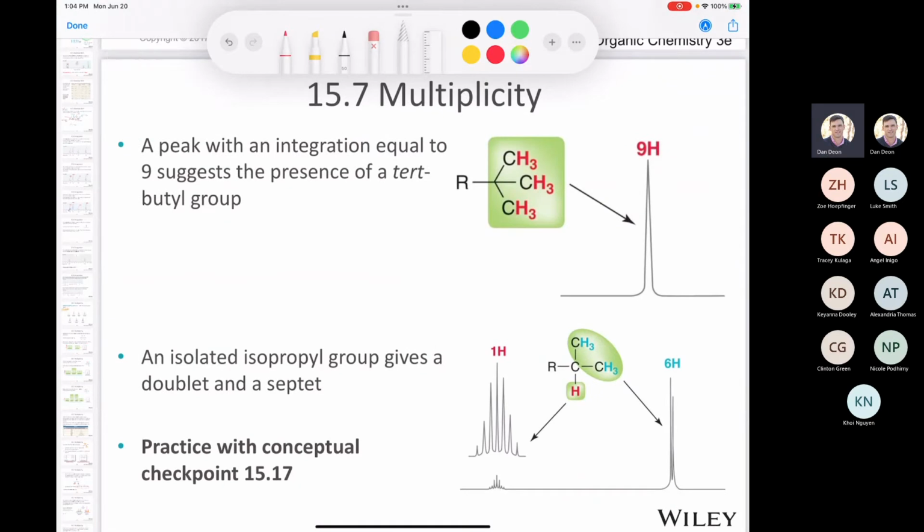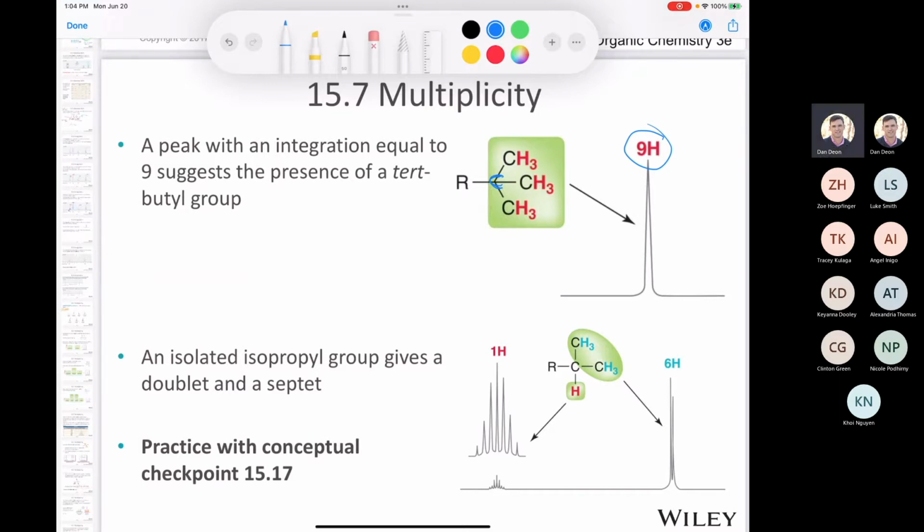What about a tert-butyl group? The 9 protons of the tert-butyl group, so 1, 2, 3, 4, 5, 6, 7, 8, 9, are attached to a quaternary carbon, this one here, so they cannot be split. There are no protons attached to this carbon in blue. Therefore, there's no splitting. Ergo, anytime you see a singlet that integrates for 9 protons exactly, it means you probably have a tert-butyl group. It's not always necessarily going to be, but a lot of the times it will be.